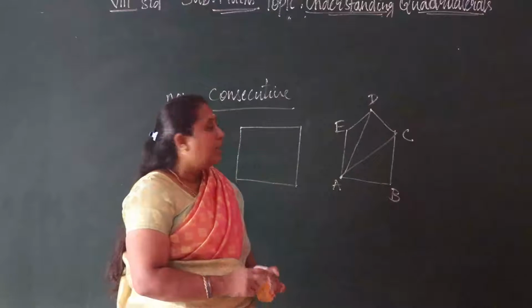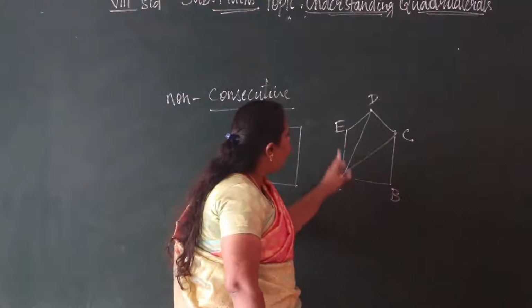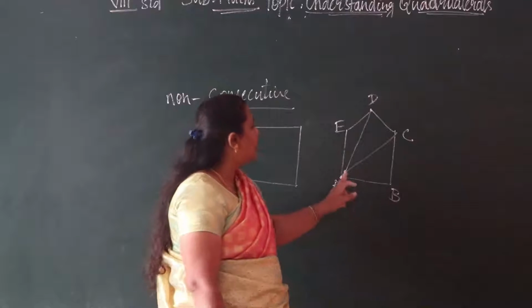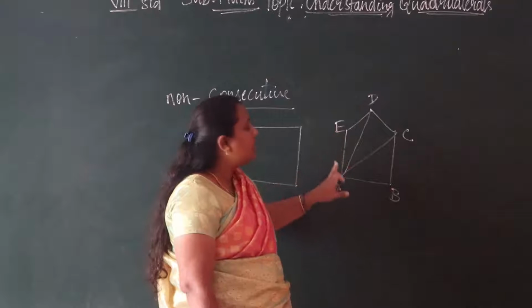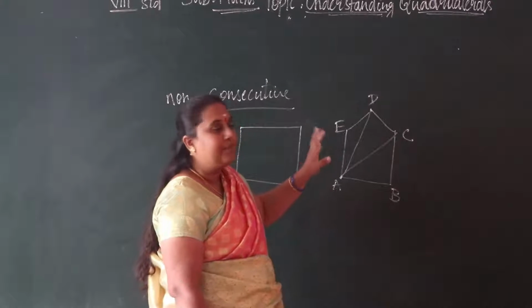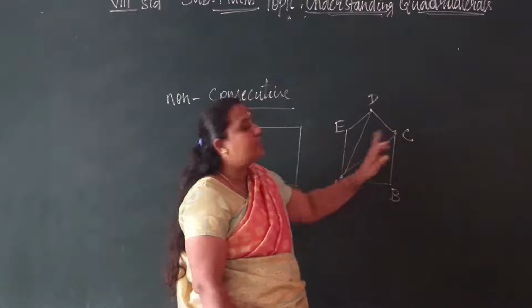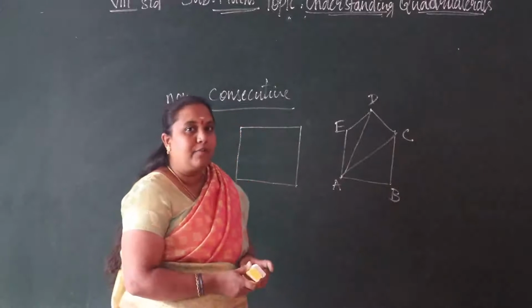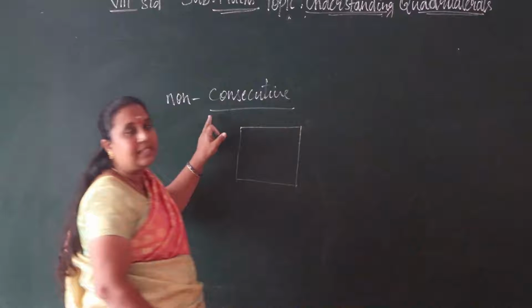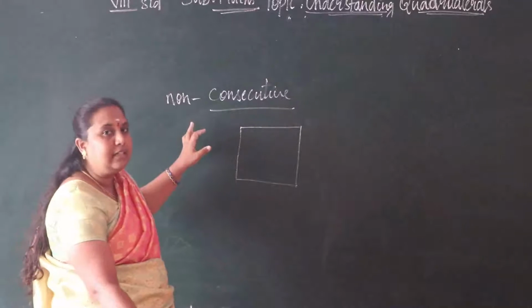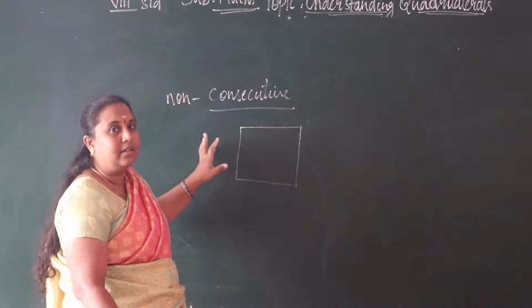Okay, so here we can't draw A and E as a diagonal. Why? Because this is a line segment. Is it right? So between consecutive vertices we can't draw a diagonal. Between non-consecutive vertices we can draw a diagonal from the vertex. Okay. Understood? So this is the word. It is the correct form to write the definition of diagonals.